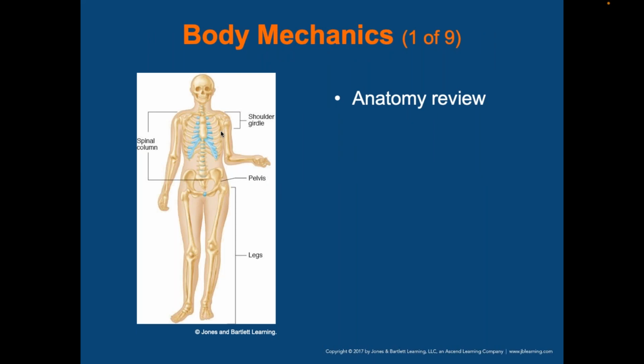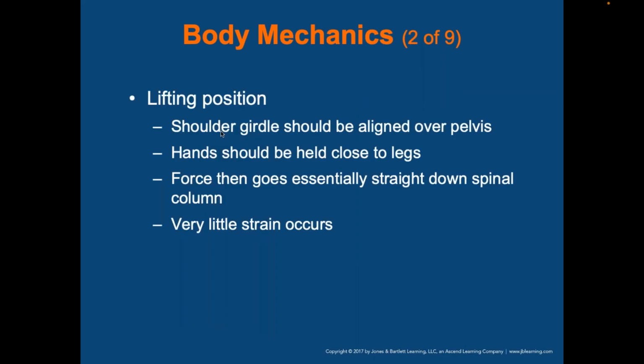So anatomy review, obviously you have your spinal column, the shoulder girdle, pelvis, legs. We will go more in depth on musculoskeletal injuries and the bones of the body. When lifting, the shoulder girdle should be aligned over the pelvis. Hands should be held close to the legs, and the force then generally goes essentially straight down the spinal column, which then means very little strain occurs. We're going to go over this in person anyway, and how to do proper lifting.